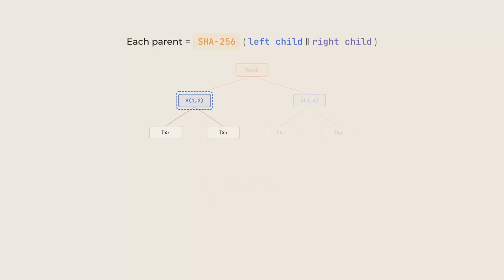Now let's look inside one of these parent nodes. To compute it, you concatenate two child hashes, each one is 32 bytes, and feed the result into SHA-256. So the input to every inner node is exactly 64 bytes. Here's where it gets interesting.